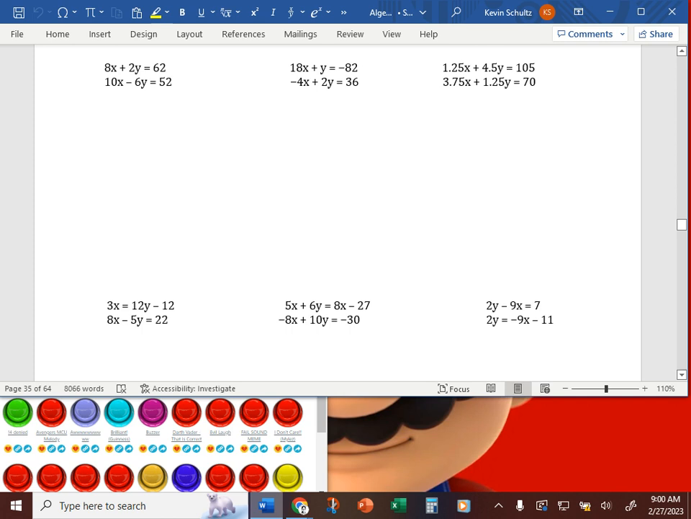All right, 1.25x plus 4.5y equals 105. 3.75x plus 1.25y equals 70. We are going to solve this using decimals because we're going to flex. But if you don't like decimals and don't want to deal with them, what could you do to eliminate the decimals before you start and then not have to worry about them? Paisley?